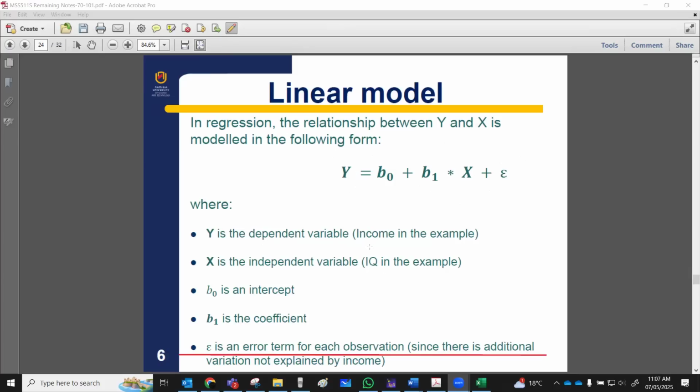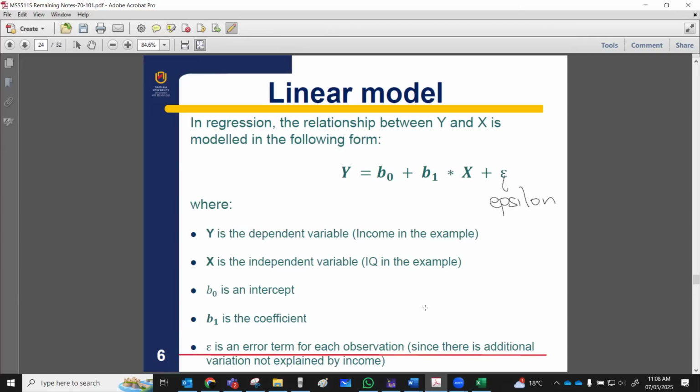If, for example, we're still looking at the example of income and IQ, we want to see whether income is dependent on the IQ that the person has. So b naught would be our y-intercept, and b1, this is the coefficient, but this is our gradient. And then epsilon, this is a Greek letter. This is an error term for each observation.